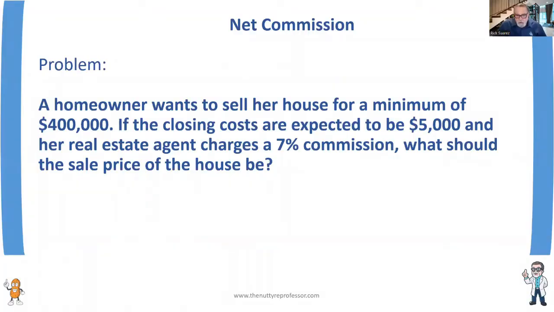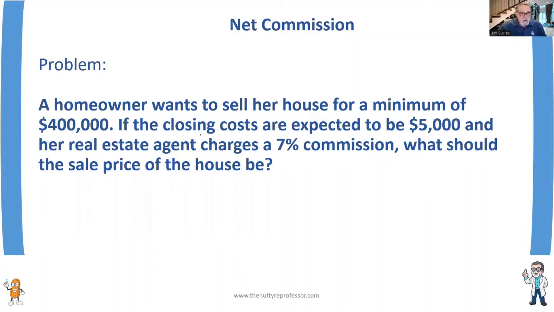So today we're going to learn net commissions and also how to work commissions. The first math problem we have on the board is a net commission problem. This happens when you walk into a seller and the seller says, hey, I don't care how much my closing costs are. I don't care what your commission is. What I want is X amount of money walking out the door. So you kind of have to work everything backwards.